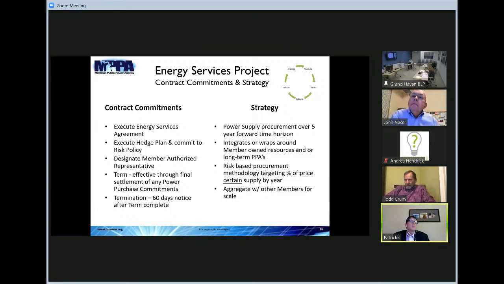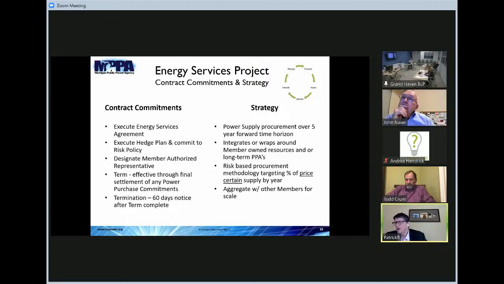The term of the energy services project is really effective through any settlement of any power purchase commitment. So if there was a contract that went out 5 years, the term of the relationship from the member is really through that 5-year period, and then there's a termination on 60 days notice after that.